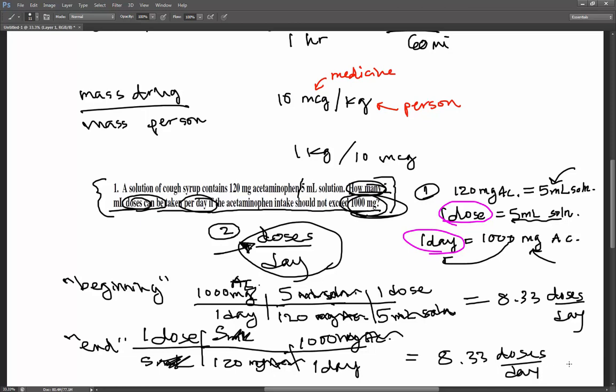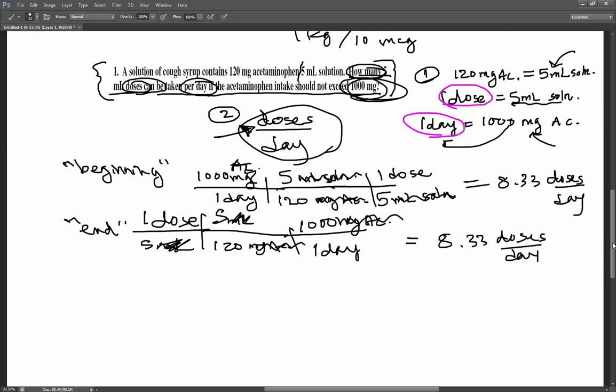So hopefully you see there's not a right way to do this insofar as, do I start with 1,000 milligrams a day or do I start with a dose in 5 milliliters? You can start anywhere you want. And the beauty of dimensional analysis is that if you start in the wrong place, it'll tell you. You'll figure that out really quickly.